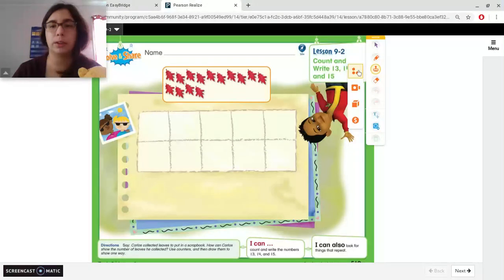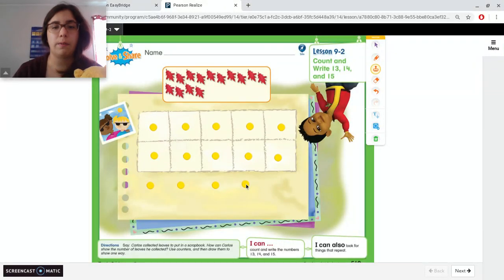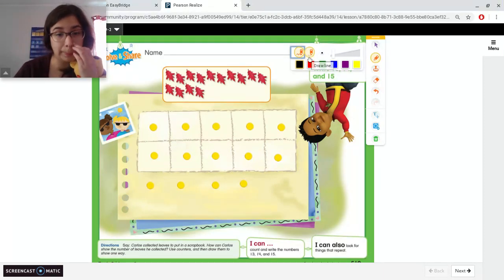So we can use counters. We know our counters are up here. Use yellow counters. And if Carlos sees 14 leaves, how many counters should we put down? 14. So we're going to put down 14 counters. 1, 2, 3, 4, 5, 6, 7, 8, 9, 10, 11, 12. I'm going to move that last one. 12, 13, 14.